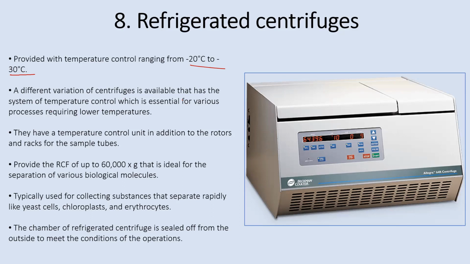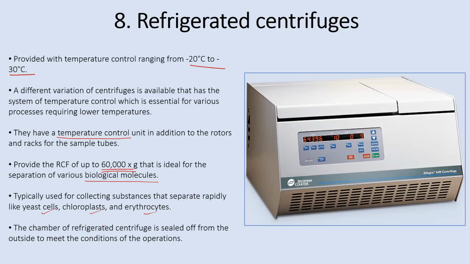A different variation of centrifuges is available that has a system of temperature control, which is essential for various processes requiring lower temperatures. They have a temperature control unit in addition to the rotors and racks for the sample tubes. So temperature control is very important. Now the RCF can go up to 6,000 G, which is very ideal for separation of various biological molecules. So typically used for collecting substances that separate rapidly like yeast cells, chloroplasts, and erythrocytes.